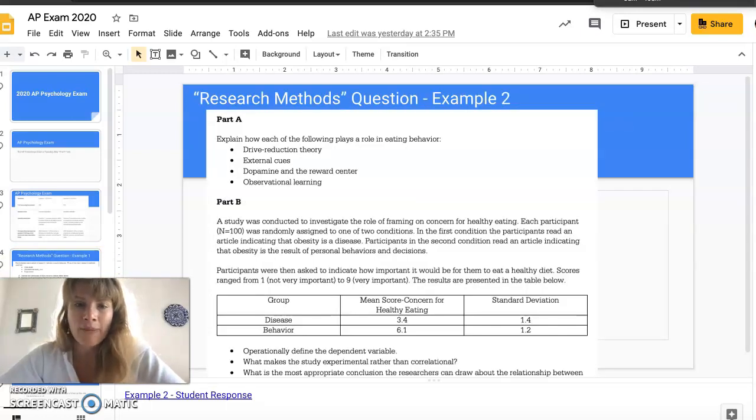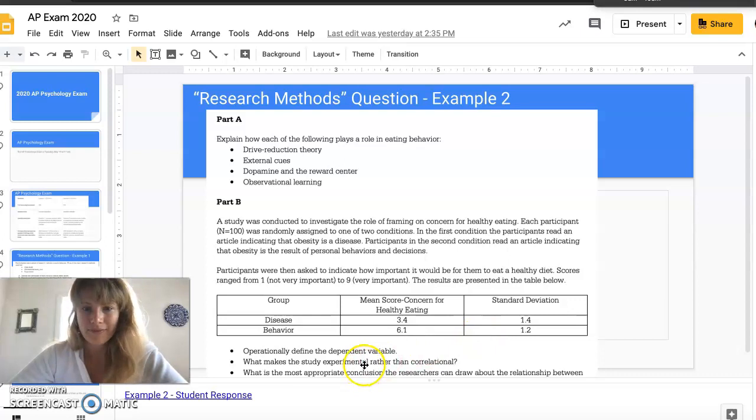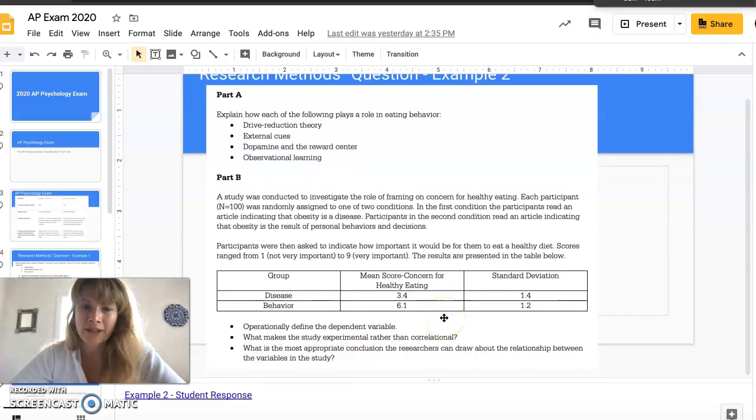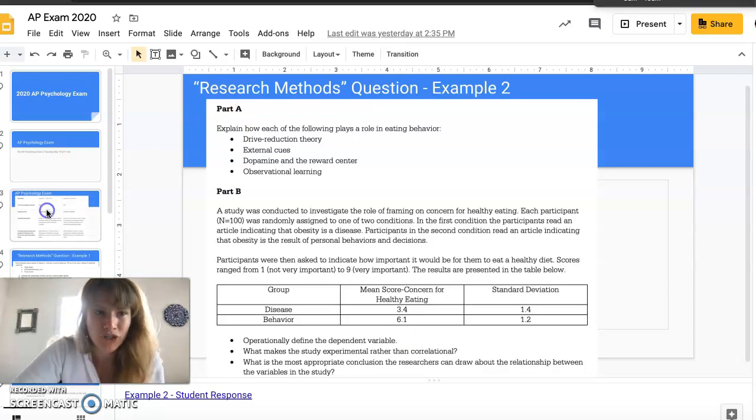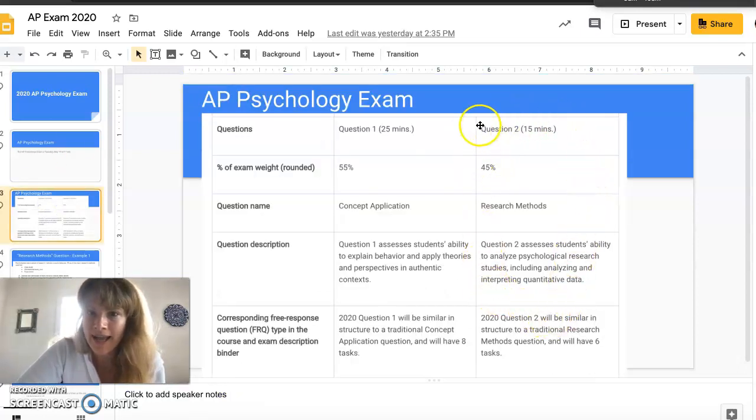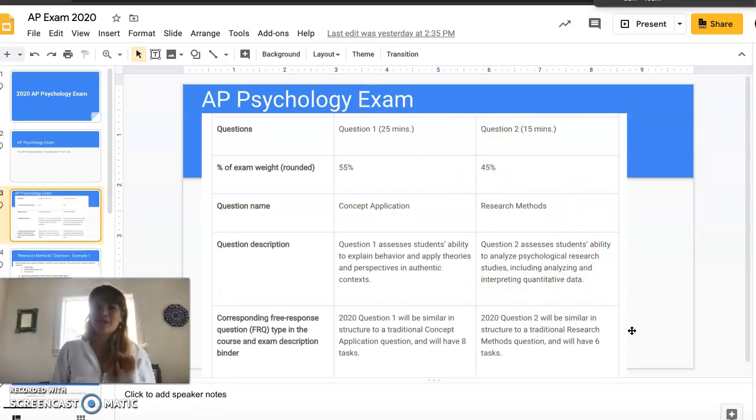And then here's another common type of research methods question. You're given some sort of table with some data. In this case, you're given the mean and the standard deviation, and you're asked some questions about the dependent variable or the independent variable, what makes the study experimental rather than correlational, and a conclusion the researcher can draw. So these are just two examples. These are common types of questions that will show up for question number 2, the research methods one. And this whole week is just devoted to practicing this type of question.